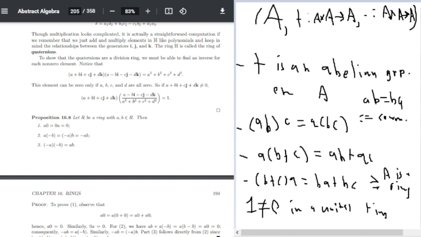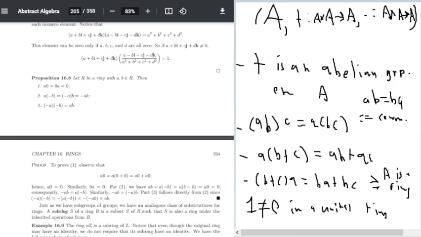To show that the quaternions are a division ring, we must be able to find an inverse for each non-zero element. Notice that a plus bi plus cj plus dk times a minus bi minus cj minus dk equals a squared plus b squared plus c squared plus d squared. This element can be 0 only if a, b, c, and d are all 0. So, if a plus bi plus cj plus dk is not equal to 0, then a plus bi plus cj plus dk times a minus bi minus cj minus dk over a squared plus b squared plus c squared plus d squared is equal to 1.